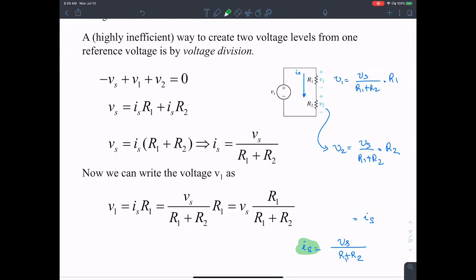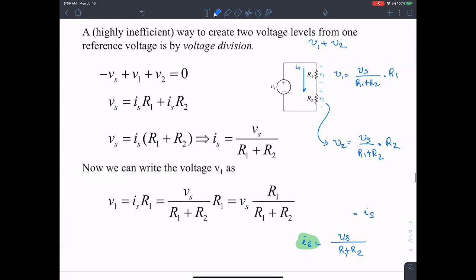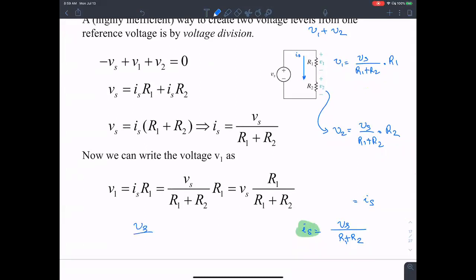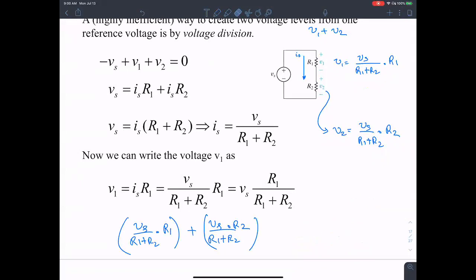Okay, so this is the idea of voltage division. What's the value of V1 plus V2? When we put some numbers in there, it's going to make a bit more intuitive sense. When you add V1 and V2, it's going to be Vs over R1 plus R2 times R1, plus Vs by R1 plus R2 times R2. So this is V2, and the one on the left is V1. When I add up both of these voltages, I get Vs times R1 plus R2 over R1 plus R2, adding the numerators because the denominators are the same.